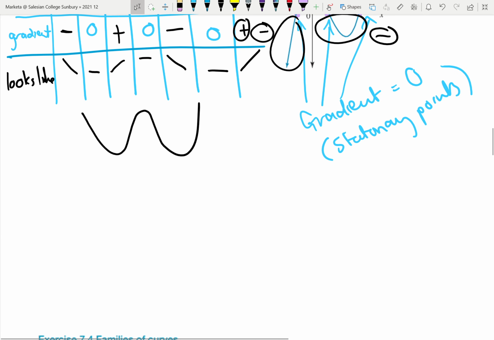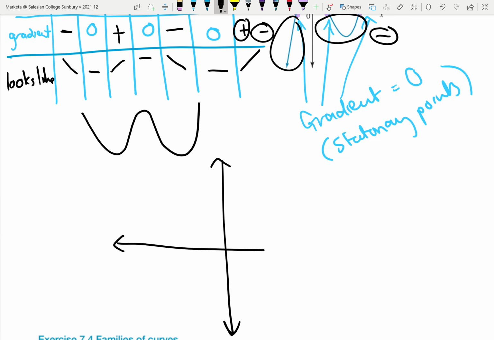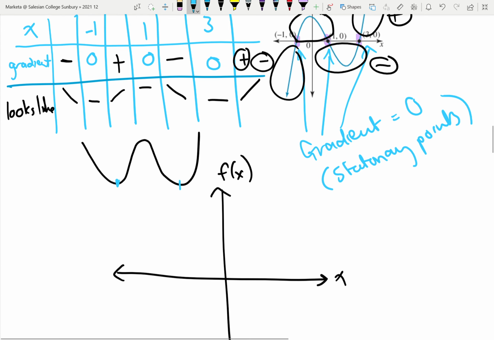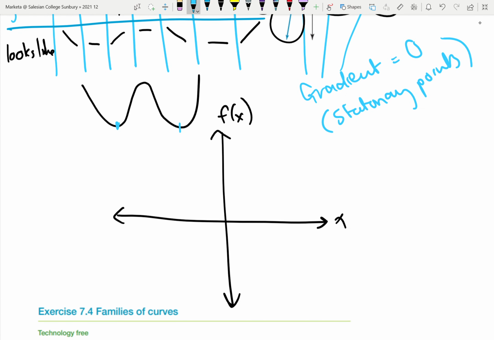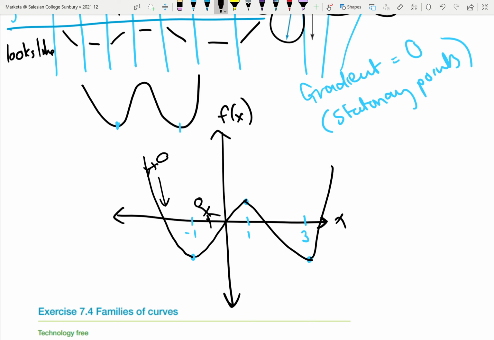And really, now it's just a matter of putting it on some axes. So this is x against f of x. We don't know where those stationary points are going to exist, other than that we know what the x values are: -1, 1, and 3. So let's say that's -1, 1, and 3. I have a negative gradient, so walking down the hill. Then I have a positive gradient, walking up the hill. Then I have a negative gradient again, and then a positive gradient. So there's a W shape.